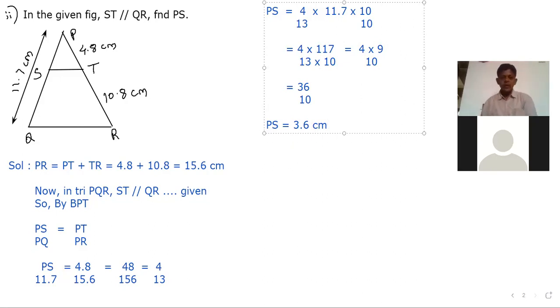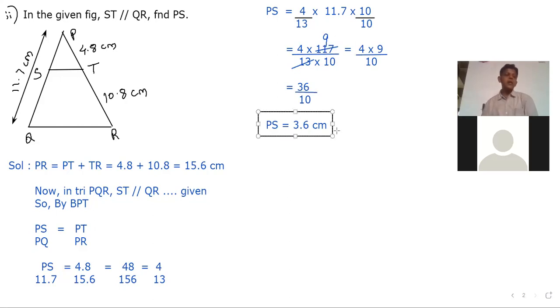Check it out, children, how we are doing it. You can do it in your own way, I'm just showing this to you. 13 ones are 13, 13 nines are 117, 4 nines are 36 upon 10, 3.6. Any difficulty with this part? No, sir. Can I give you one homework question? Yes, sir.